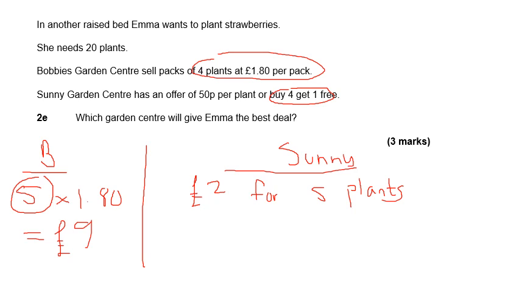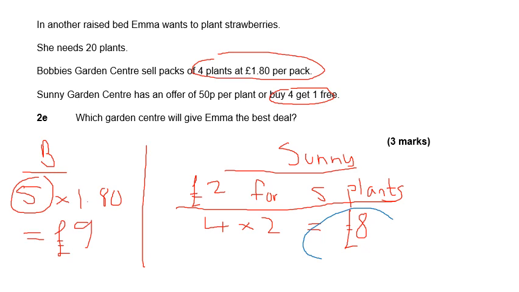Again, sorry about my writing. So £2 for every 5 plants. So how many sets of 5 do they need? They obviously need 4 sets of 5. So they need to do this 4 times. And 4 twos comes to £8. So therefore Sunny is the cheapest.